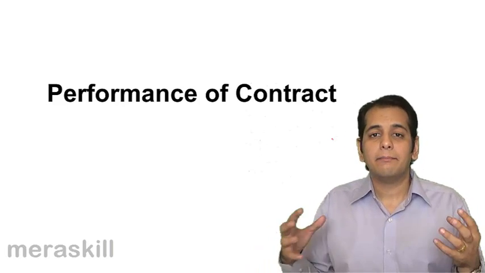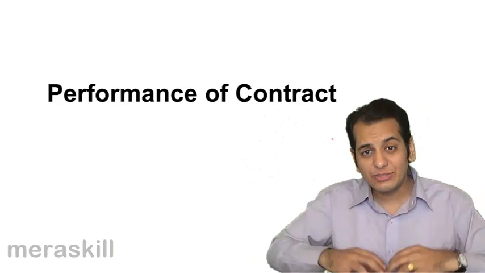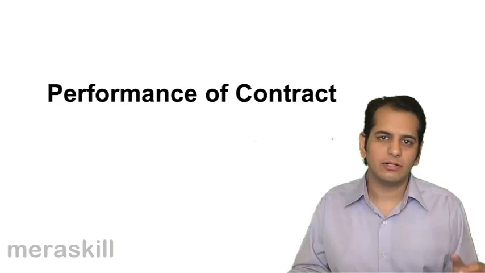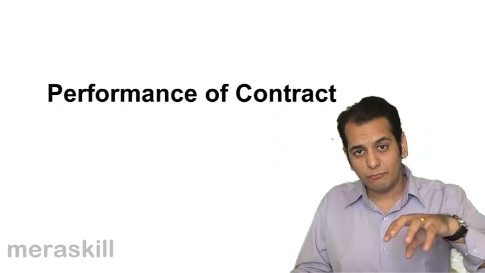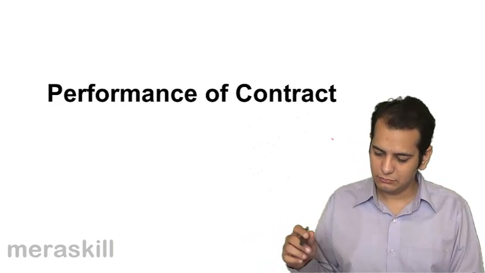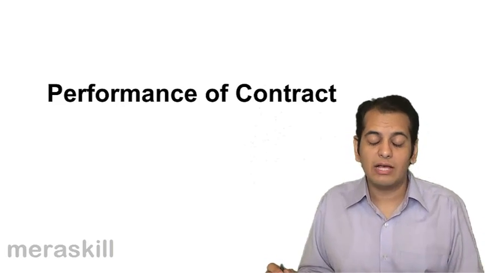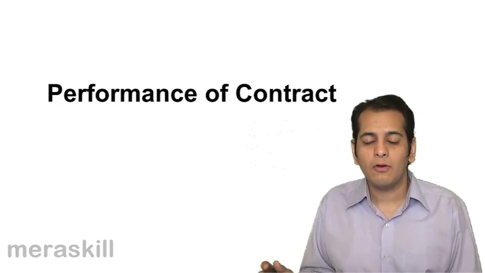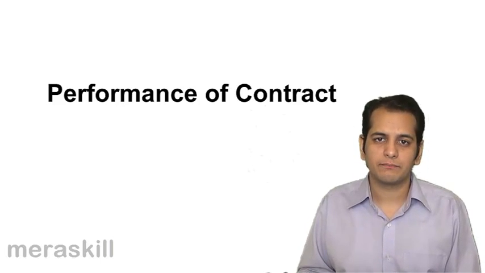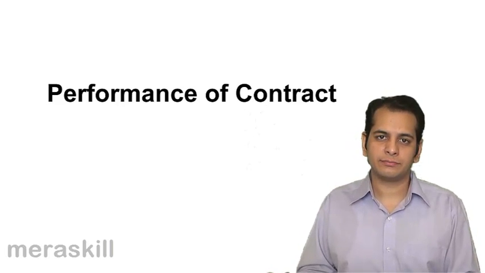Performance of contract means actually performing what you had promised earlier. Means actually doing what you had said earlier, what you had agreed earlier. And once you perform, the contract comes to an end. But do you think performance is as simple? Is it this simple? Or do you think there'll be many provisions relating to performance of contract? Yes, there are a lot of provisions relating to the performance of contract.